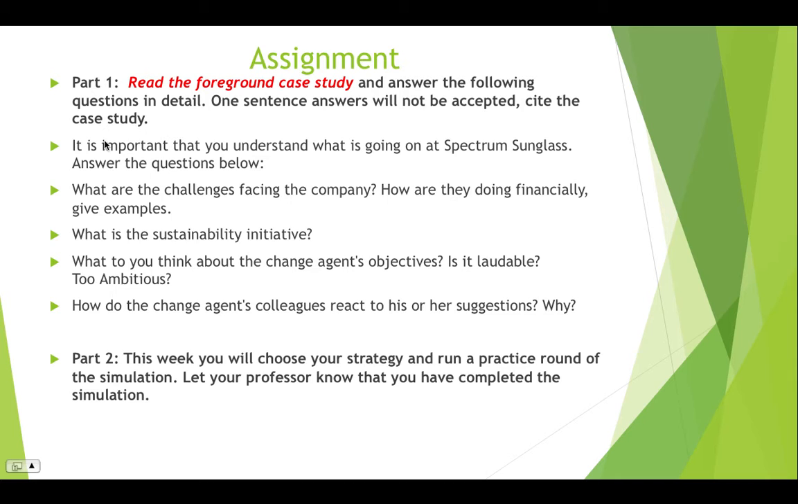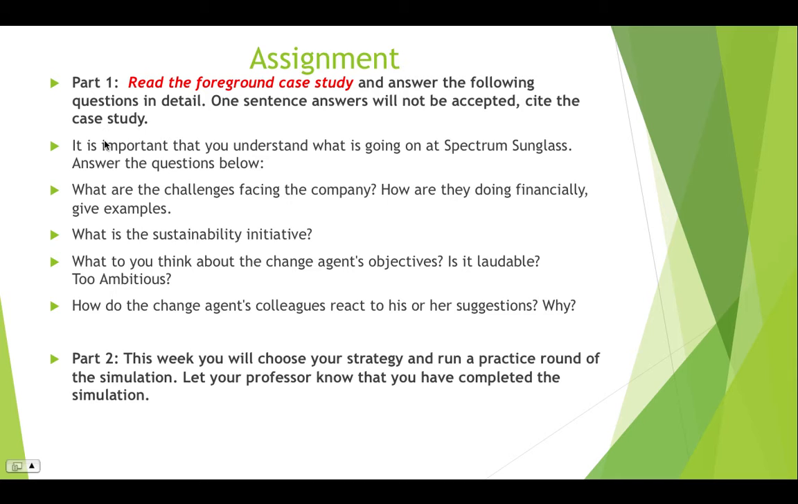Some of the changes and the levers that you may choose to pull in the simulation are going to have different types of effects on your colleagues within Spectrum Sunglass. And so it's important to understand not only how the colleagues react, but also to reflect upon why. Why are they choosing to support or reject the initiative? Why are certain things very meaningful towards the change effort and others only have a small impact?